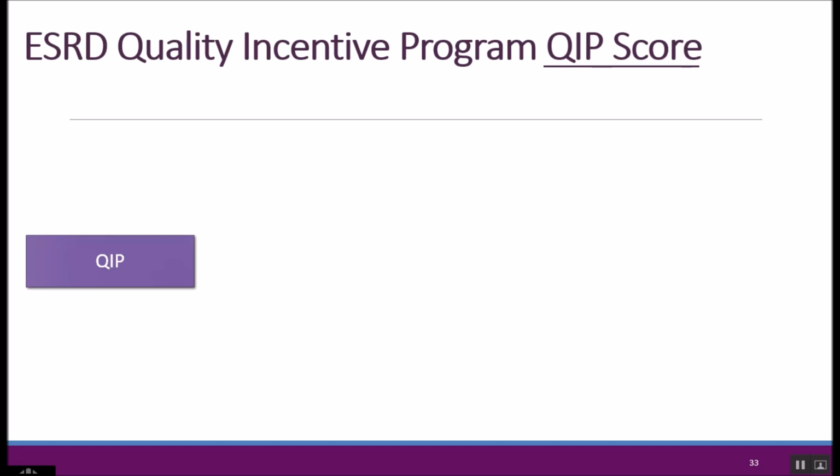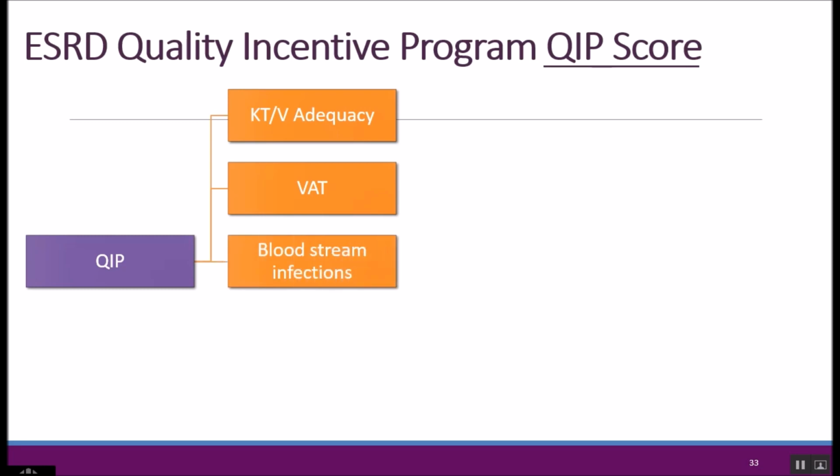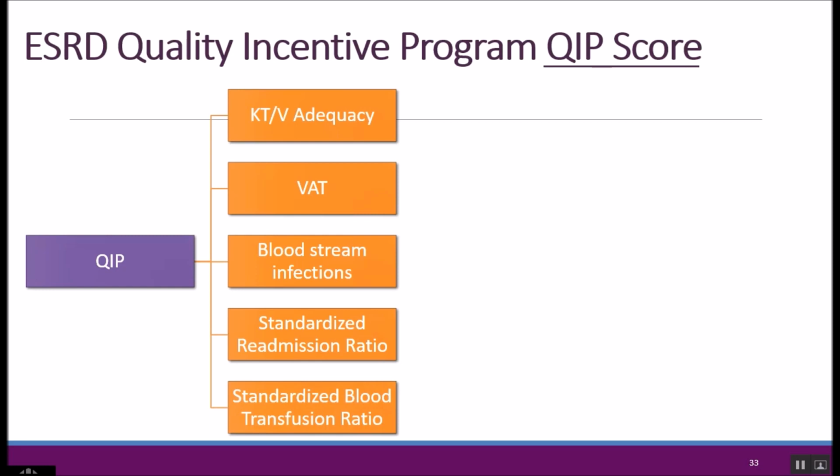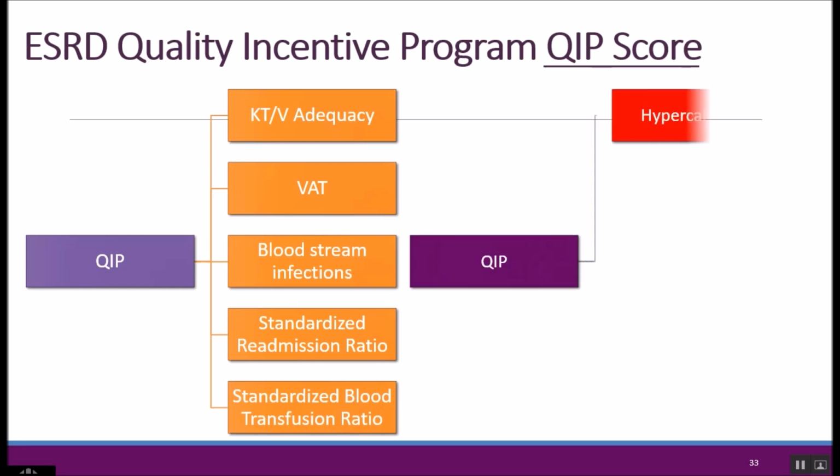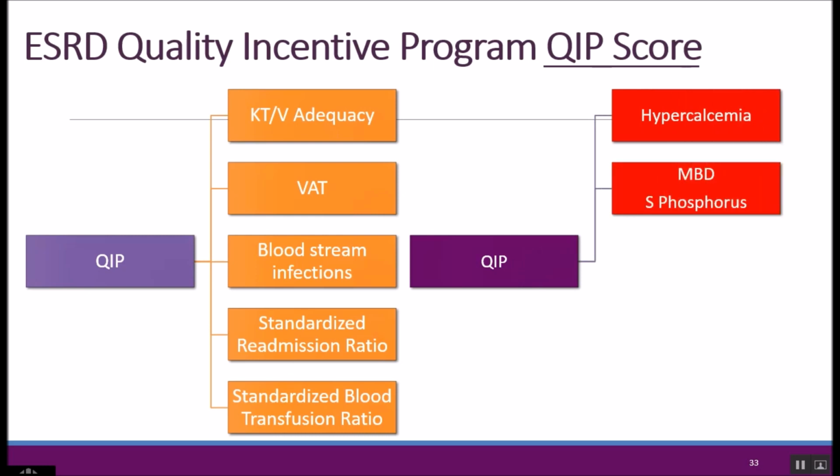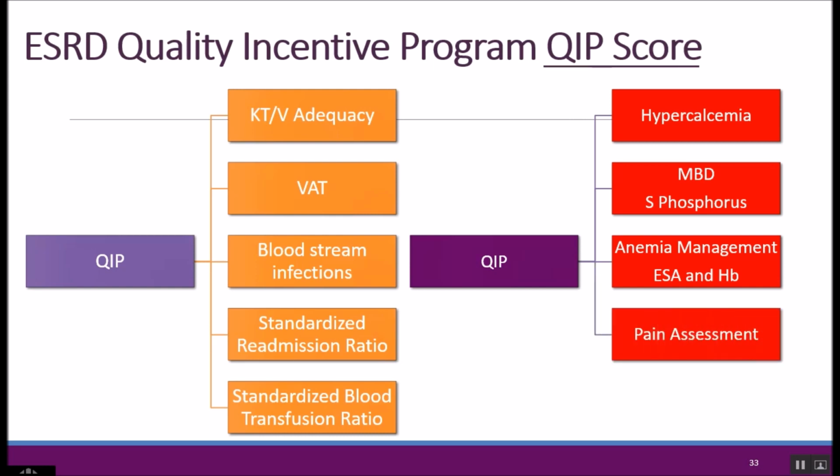At least 10 points should be weighted: Kt/V, vascular access type, bloodstream infection, standardized readmission ratio for patients, blood transfusions, hypercalcemia, how many patients in your unit have hypercalcemia, mineral bone disease, serum phosphorus and PTH, anemia management, how many patients are reaching the target of hemoglobin, pain assessment, and the depression score.